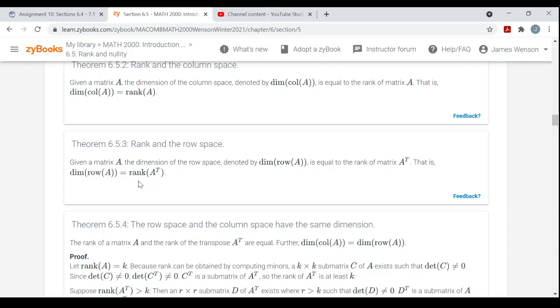Additionally, the rank of one matrix is equal to the rank of its transpose, because if you just transpose, you're still going to have the same pivots. The number of pivots wouldn't change if you just write the transpose. So the rank of a matrix is equal to the rank of its transpose. The dimension of the column space is equal to the dimension of the row space, and again, those are the rank.